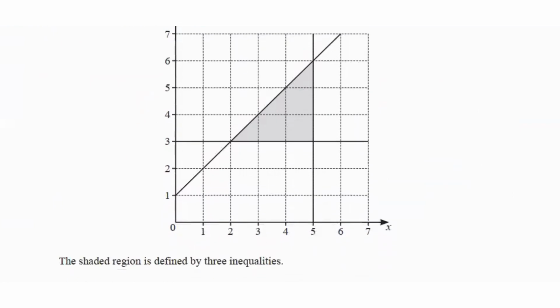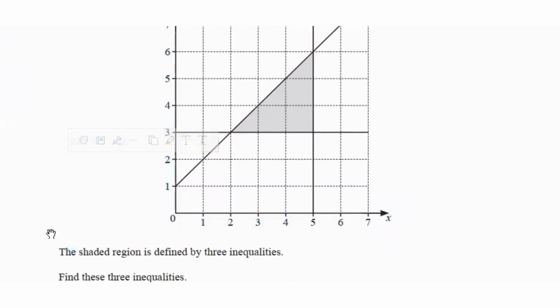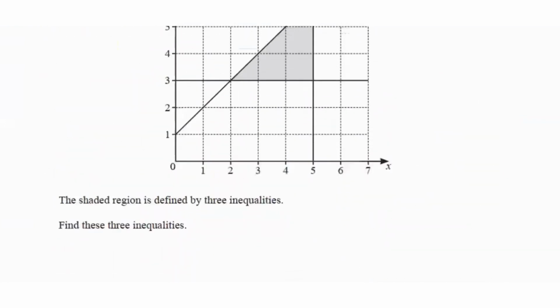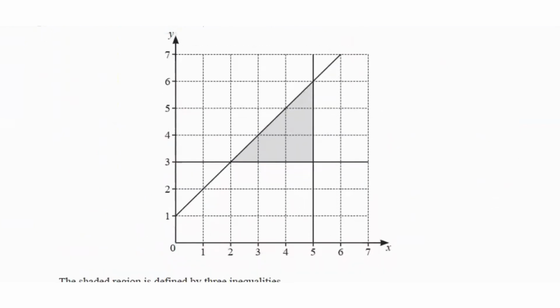Question 15 says the shaded region is defined by three inequalities. Find these three inequalities. So this one is x equals 5, this one is y equals 3, and this one we have to find the gradient first. So rise over run, rise is 3, run is 3 as well. So this is y equals x plus 1.